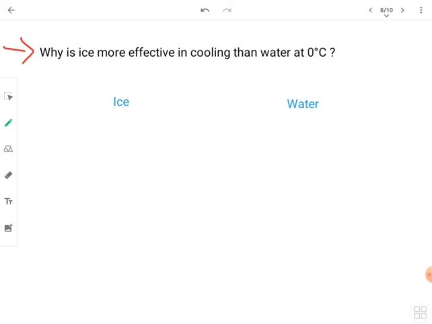First question I have taken over here is, why is ice more effective in cooling than water at 0 degrees Celsius? Now first of all we need to understand that at 0 degrees Celsius, what do we say? Is the water in the form of ice, that is solid, or it is in the form of liquid? If you are saying ice or if you are saying water, then both the answers are wrong. We say that they both are in equilibrium with each other. By equilibrium we mean they both are coexisting with each other at 0 degrees Celsius.